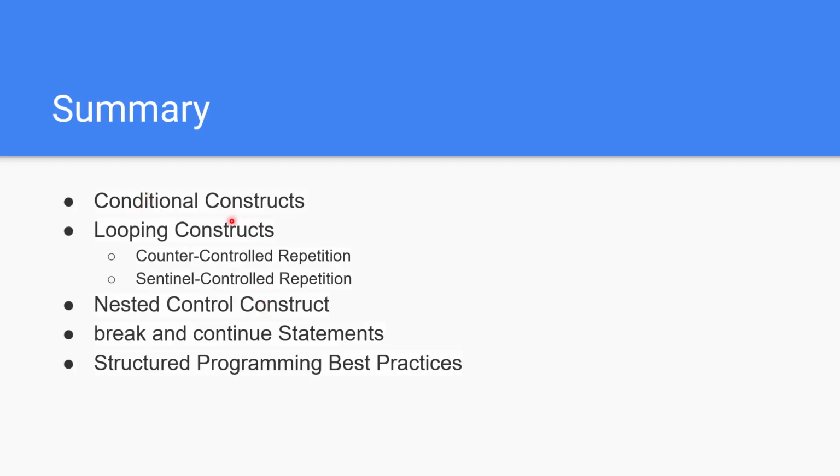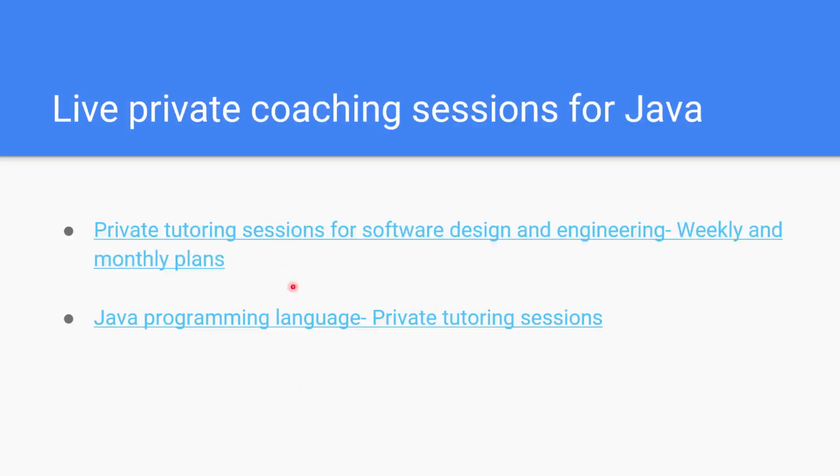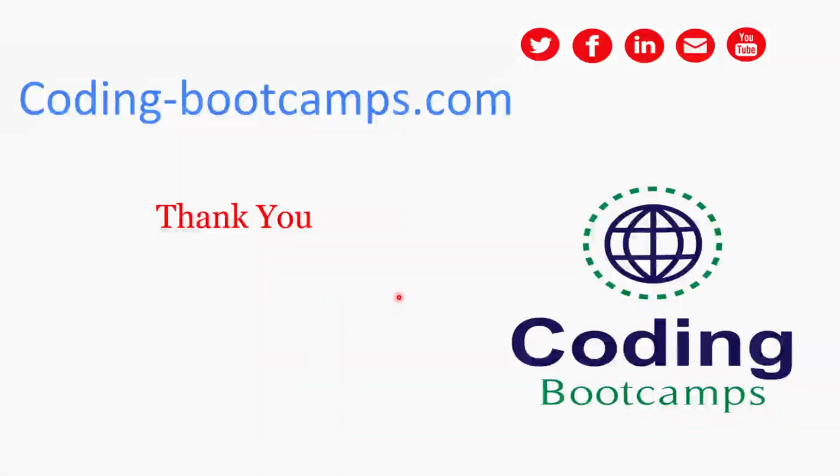Our summary here, we looked at conditional constructs with ifs and if else's and else's. We looked at looping constructs, nested control constructs. We looked at break and continue statements, and we talked about some best practices. Again, take a look at your learning materials for links and information on private coaching sessions for Java. And thank you. Let's take a brief look at our lab.